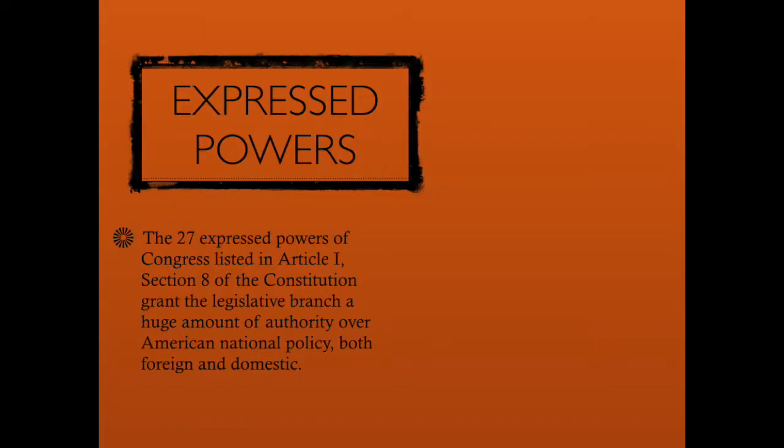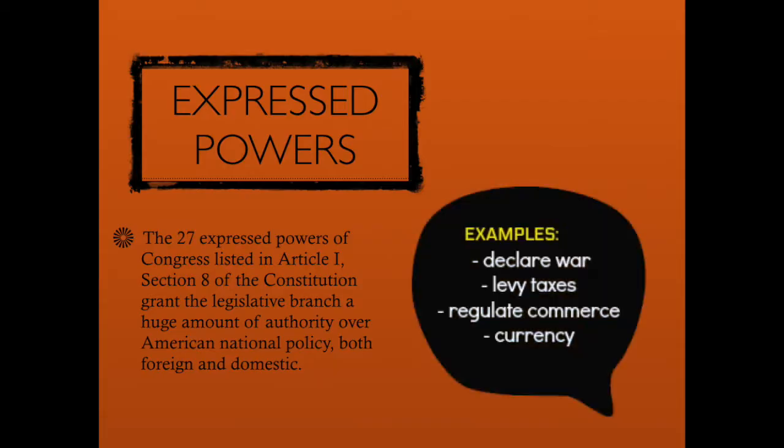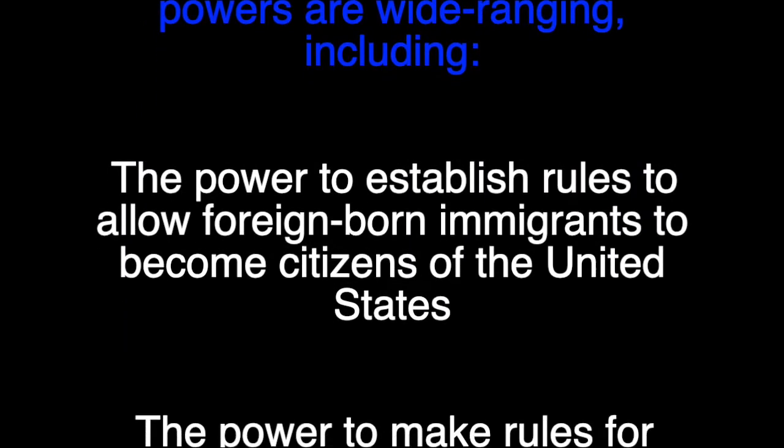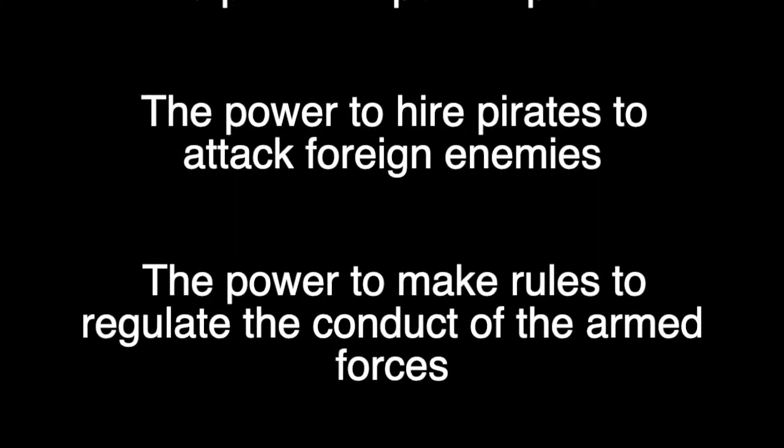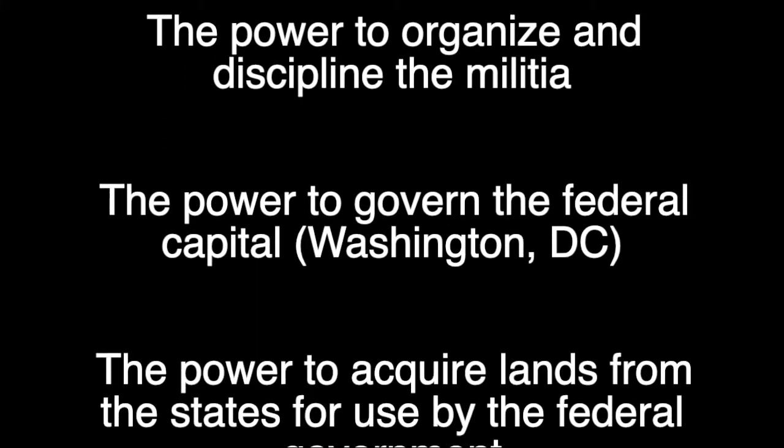27 express powers of Congress are listed in Article 1, Section 8 of the Constitution. The most important powers include the power to tax, to borrow money, to regulate commerce and currency, to declare war, and to raise armies and maintain the Navy. These powers give Congress the authority to set policy on the most basic matters of war and peace. Again, if you go to Article 1, Section 8, you will see them. There's a list of these powers and they're pretty specific, except for the very last one.